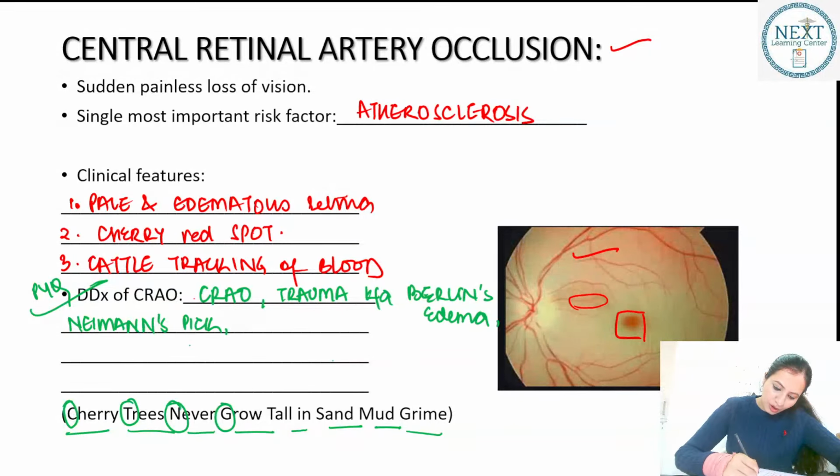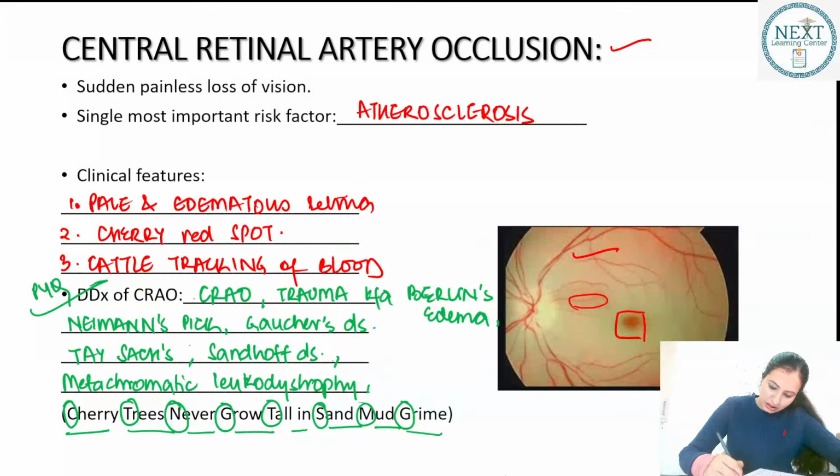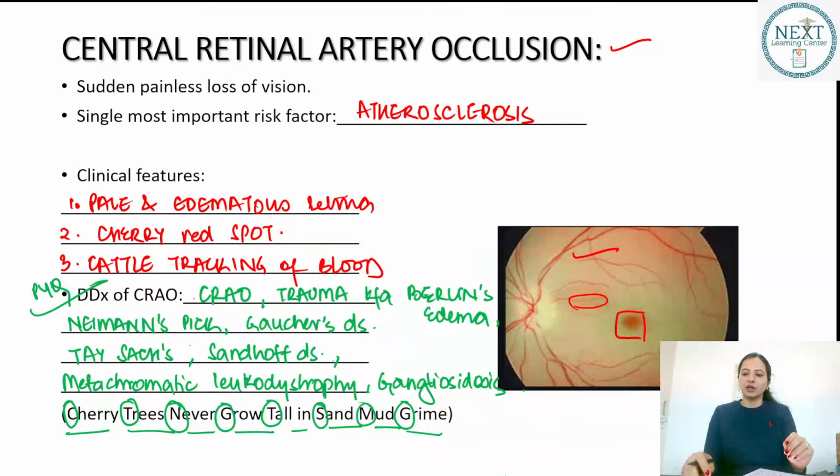G is Gaucher's disease. T is Tay-Sachs disease. S is Sandhoff disease. M is metachromatic leukodystrophy. G is gangliosidosis. So these are the differential diagnosis of CRAO.